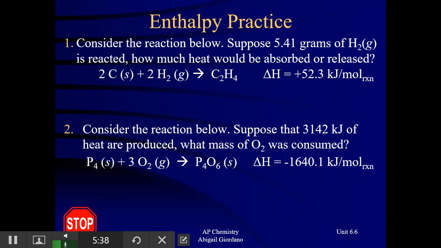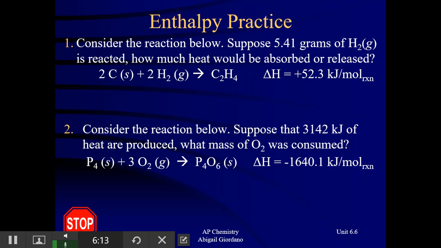Okay, so let's look at some sample problems that address this issue of enthalpy being an extensive property. I'm going to do number 1 with you, and then I want you guys to try number 2 on your own. So number 1 says, consider the reaction below, and I can see I've got a reaction and it is already balanced for me. Suppose 5.41 grams of hydrogen gas is reacted. How much heat would be absorbed or released?